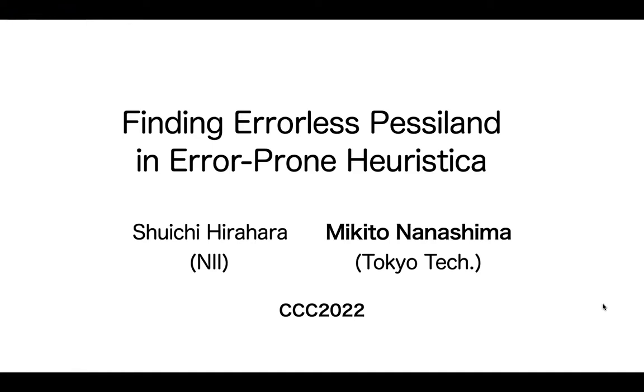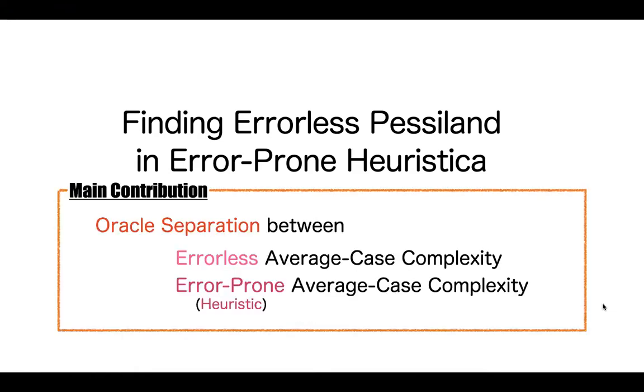Today I'm going to talk about joint work with Shuichi Hirahara entitled Finding Errorless Pessiland in Error-Prone Heuristica. Our main contribution is to give an oracle separation between errorless and error-prone average case complexity.